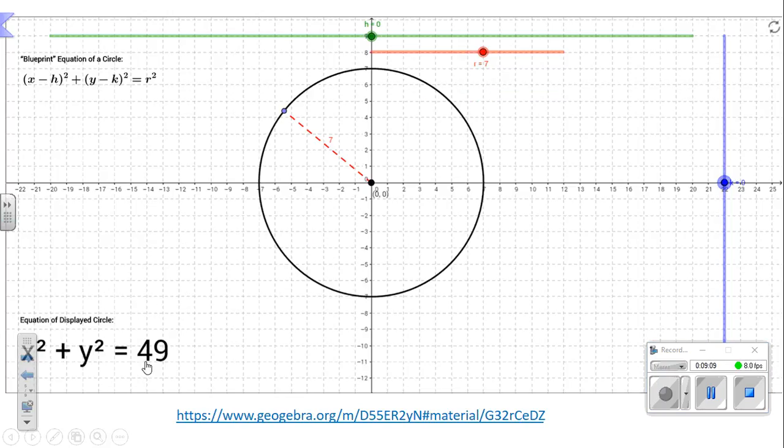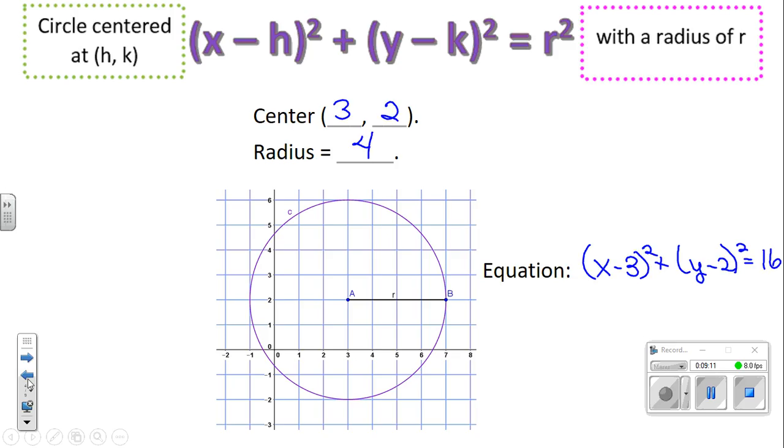So back to my original. The standard form of an equation with a center at (h, k) is x minus h quantity squared plus y minus k quantity squared equals r squared. So x, opposite sign of h, squared plus y, opposite sign of k, squared equals r squared.